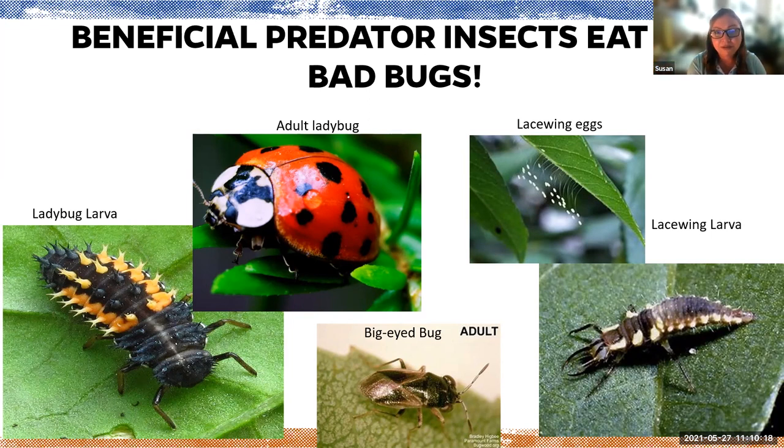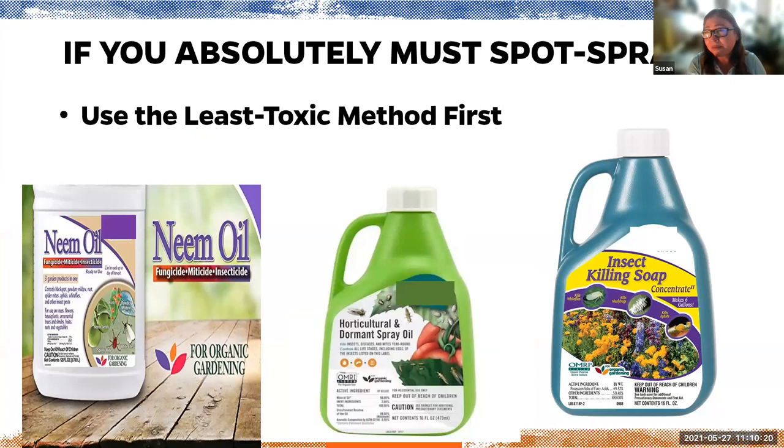And if you absolutely must spot spray, if you've brought in a sample of a plant to the plant clinic and they've identified it as something really bad that you need to do something about, always use the least toxic method first. Use neem oil or horticultural soap or horticultural spray oil, one of these methods. And just keep in mind also, even though it says it's an organic product, it will still wipe out good bugs, so you don't want that.